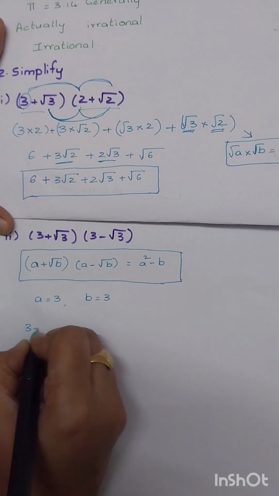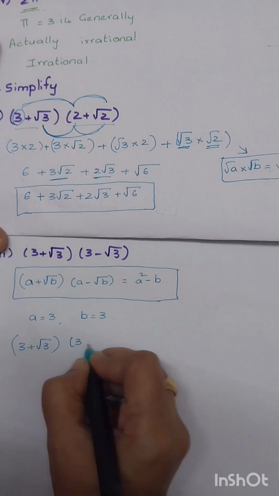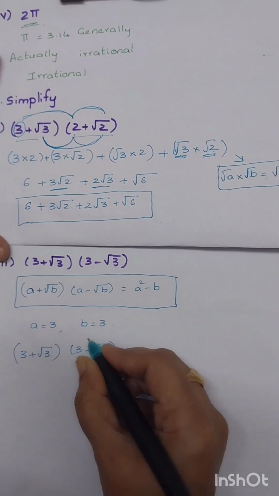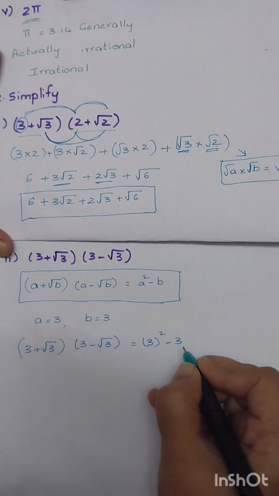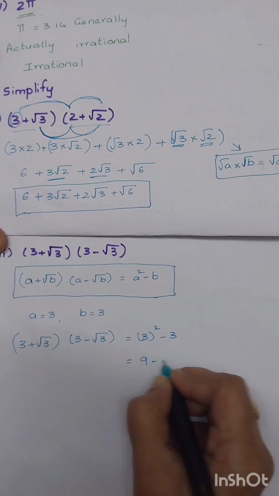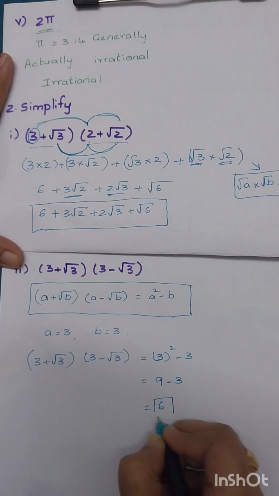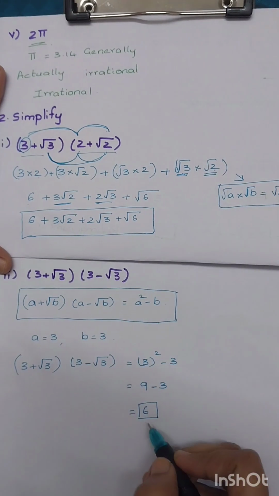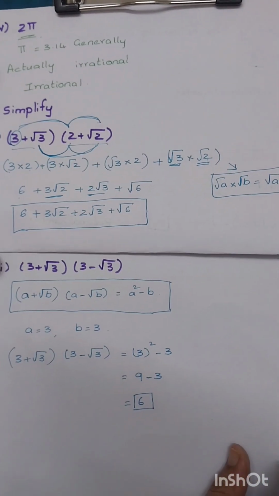So (3 plus root 3) into (3 minus root 3) will give a square, that is 3 square, minus b, that is 3. So what is 3 square? 3 into 3 is 9, minus 3, that equals 6. So what is the answer? (3 plus root 3) into (3 minus root 3) will give 6. Okay. Now let's go to the next problem.